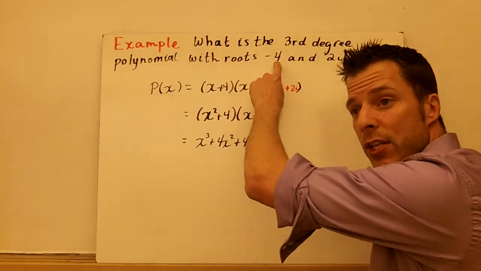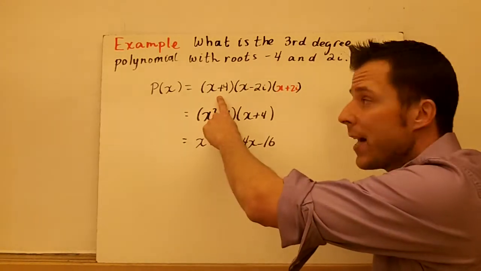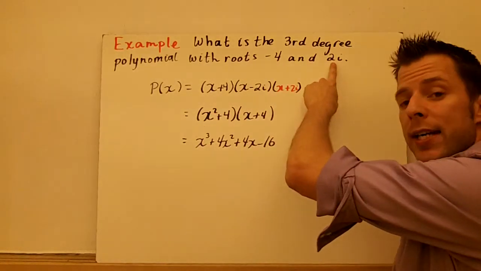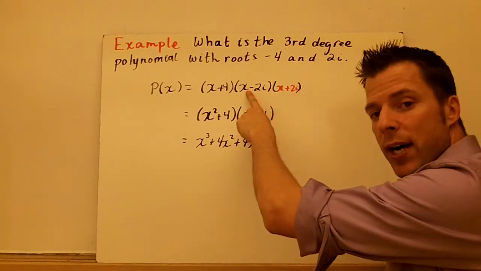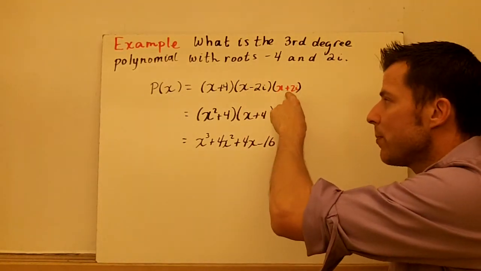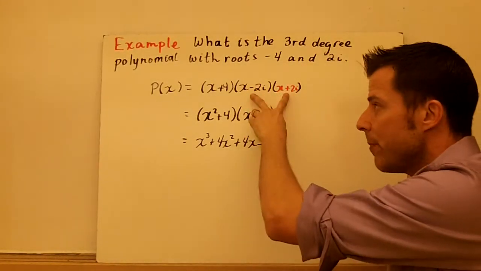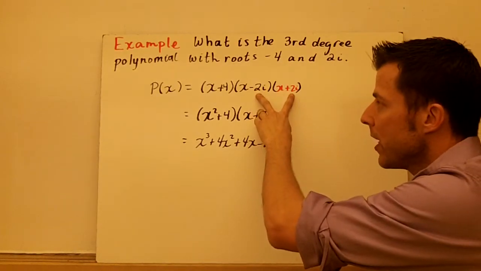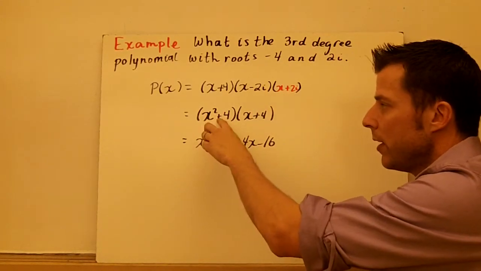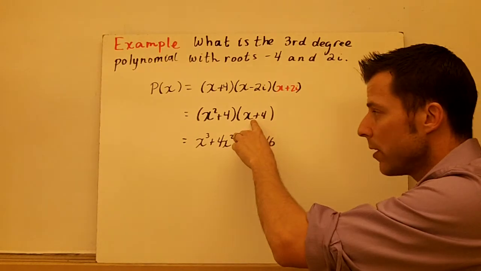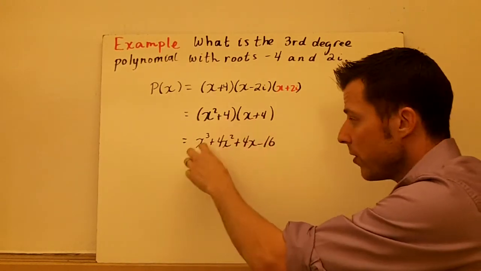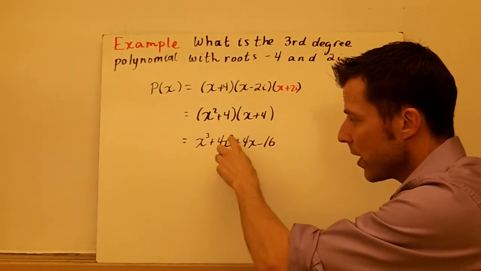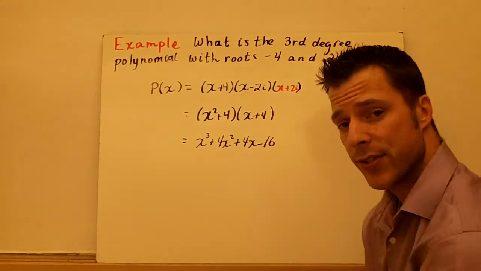If -4 is a 0, x plus 4 is a factor. If 2i is a 0, x minus 2i is a factor, and in red, x plus 2i. There's the conjugate. There's the pair. When you multiply those together, you get x squared plus 4, and then you're going to multiply that by x plus 4, and then distribute again, and you get x cubed plus 4x squared plus 4x plus 16.